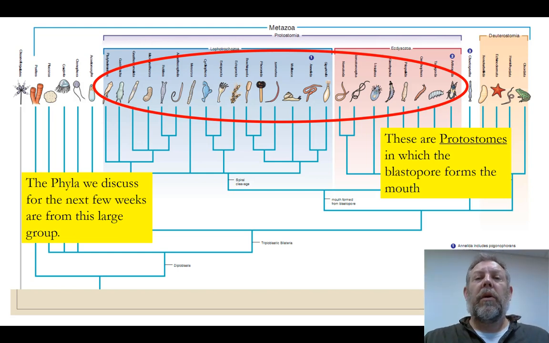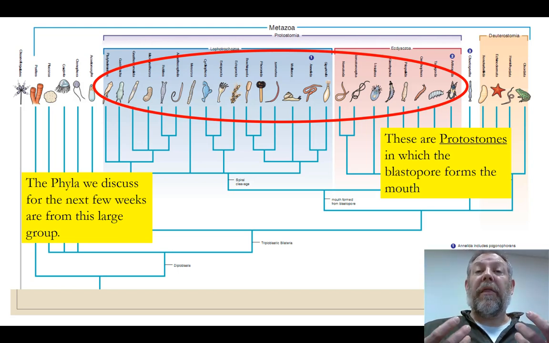And so, of course, we can break these groups down into the protostomes or the deuterostomes. These all form that mesoderm, that third germ layer, and where it's formed and how it's formed determines whether you're a protostome or a deuterostome. And again, we infer that this gives us an insight into the evolutionary history of these organisms.